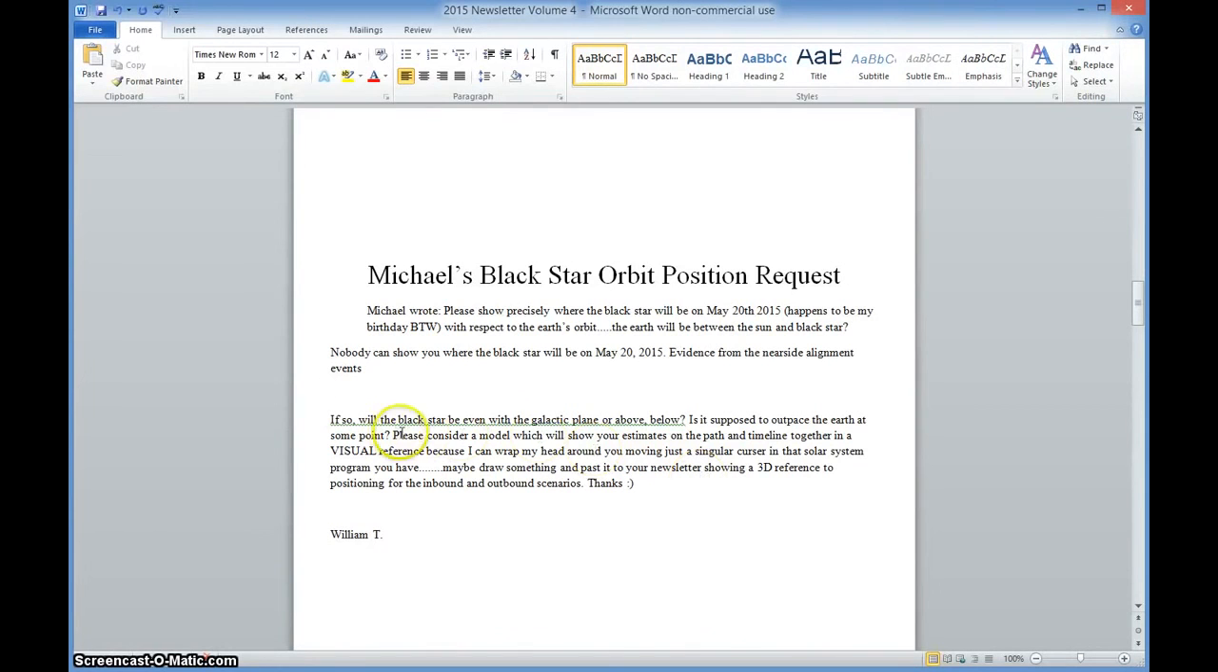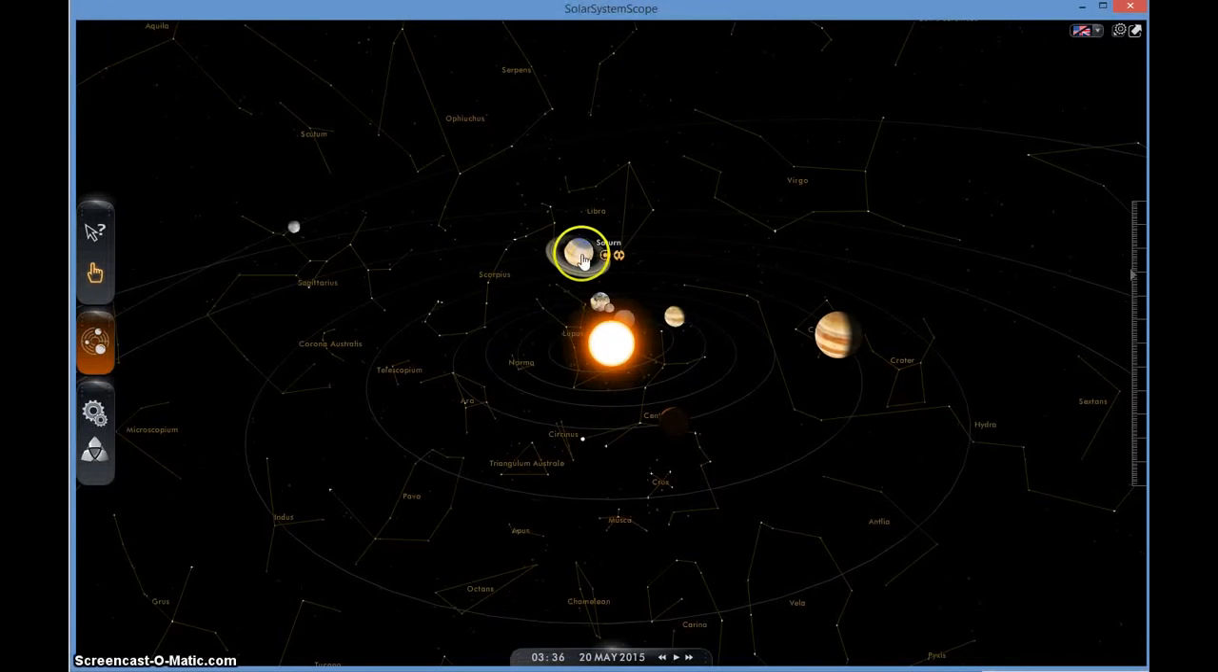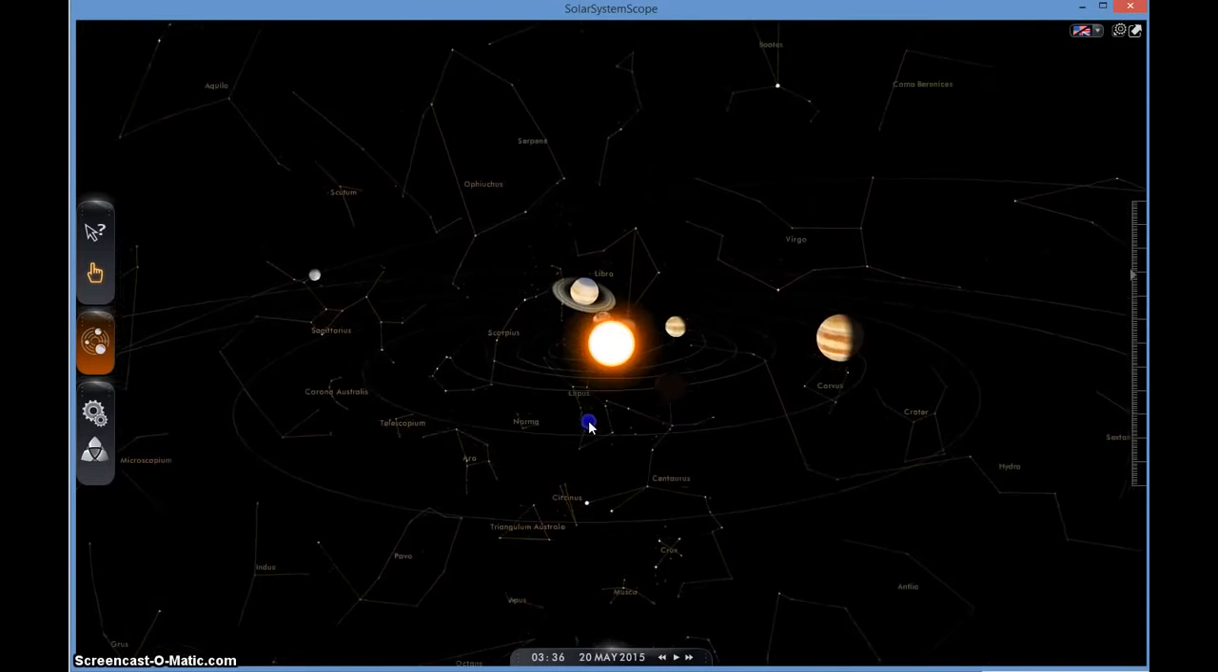Okay. Please consider a model that will show your estimates on the path and timeline together in a visual reference. That's what I just did with this video, so you can wrap your head around it. So you moving a singular cursor in the solar system program you have. This is the best. You want 3D modeling? This is the best 3D model right here. The objects are a little too big, but I'm just showing you the general locations.